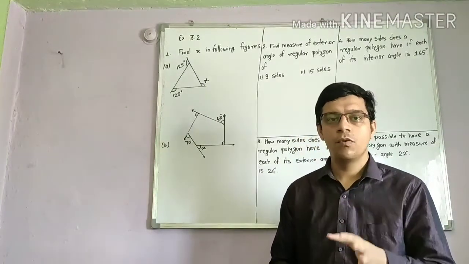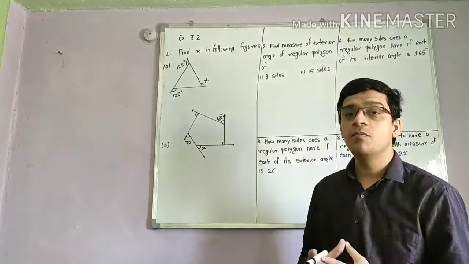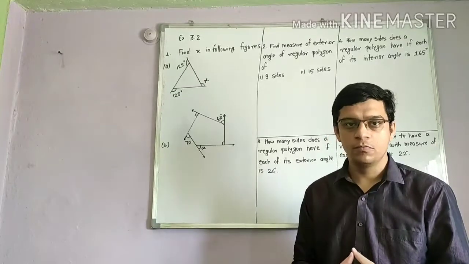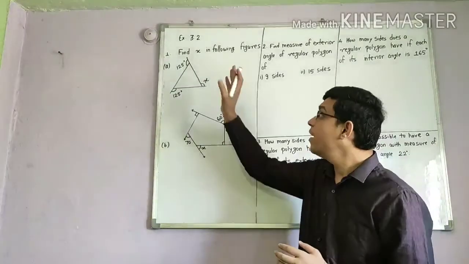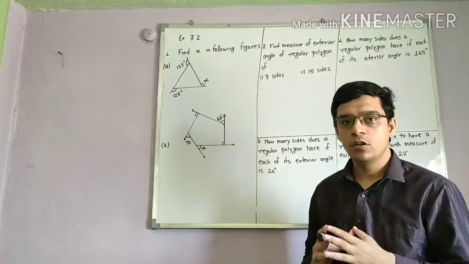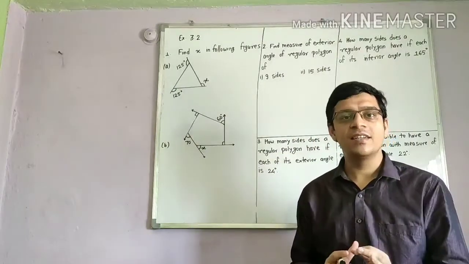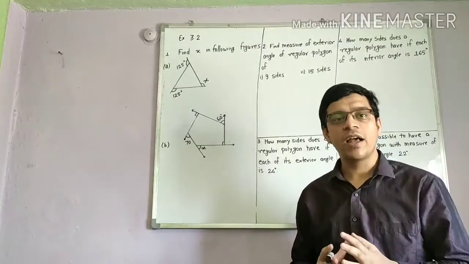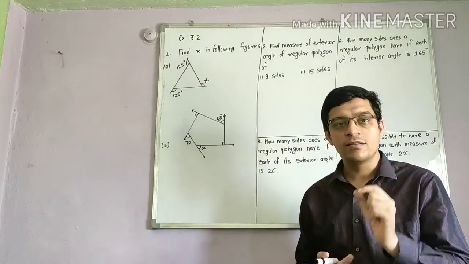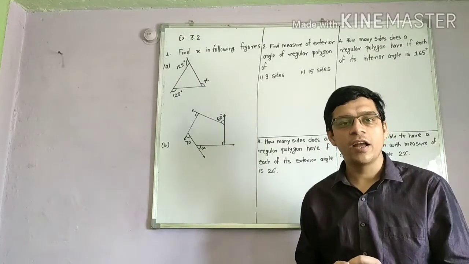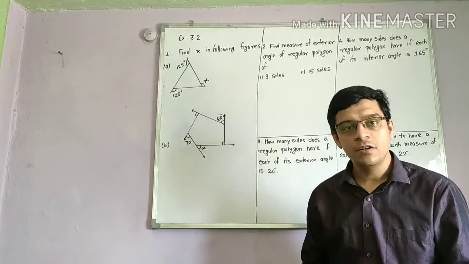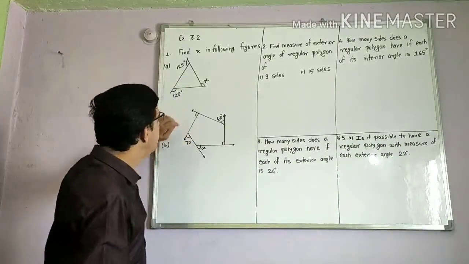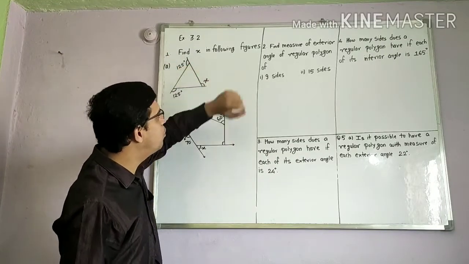In last class, we discussed exercise 3.1, that is angle sum property of polygon and basics of polygon. Today we are going to start exercise 3.2, which is based on exterior angle property. So we remind first that as per exterior angle property, the sum of all exterior angles is always 360 degrees. So there are a few questions. Our first question is find x in the following figures.